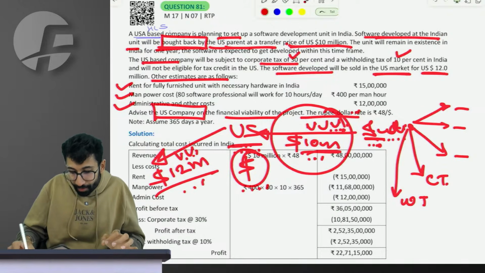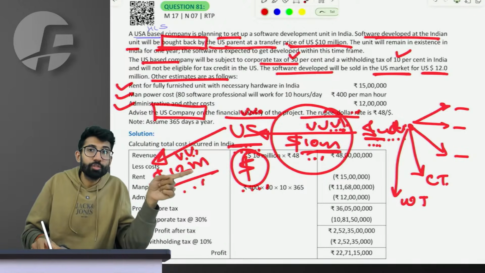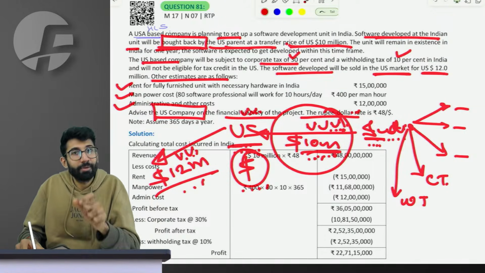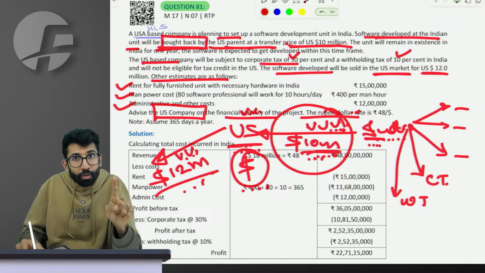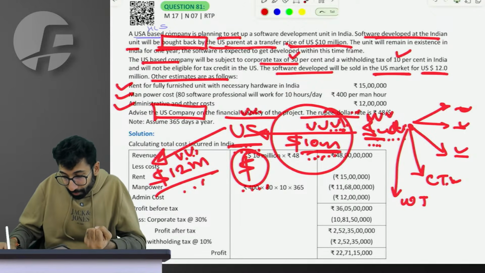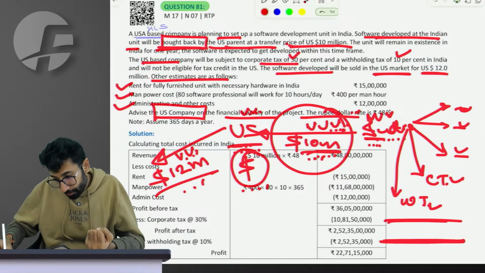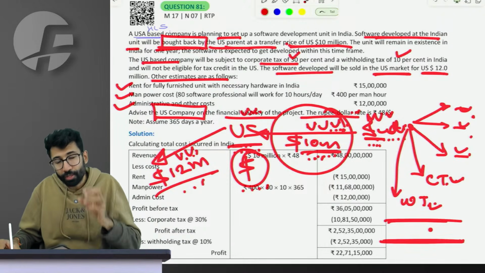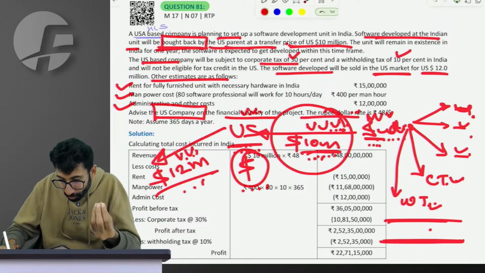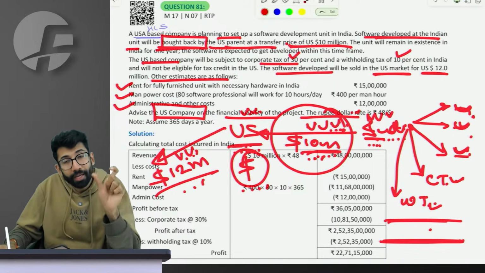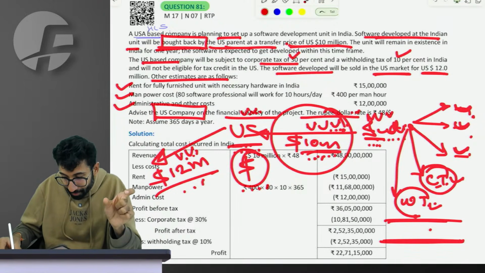Meaning to say, the Indian entity, being a relative of the US entity, when it sells the software without any price, does not have a tax liability. For the purpose of taxation, the income tax department says we will assume the price to be $10 million. From that revenue which the Indian unit has earned, you deduct all your expenses to calculate the profit before tax. This is the notional profit calculated only for the purpose of calculating corporate tax and withholding tax.